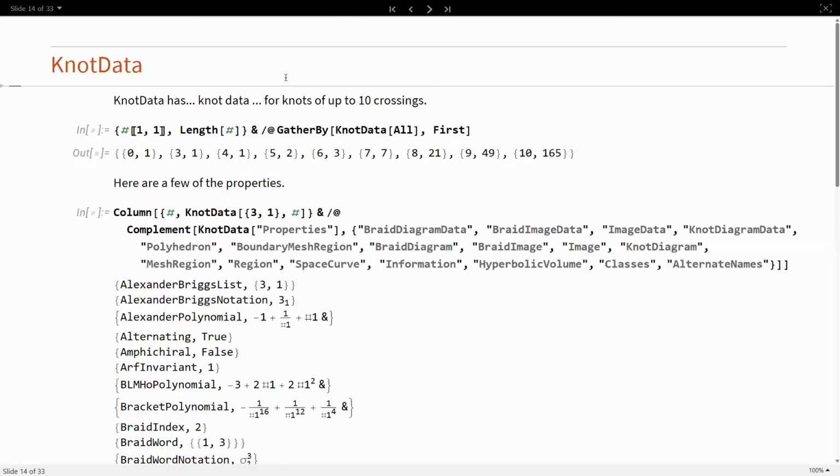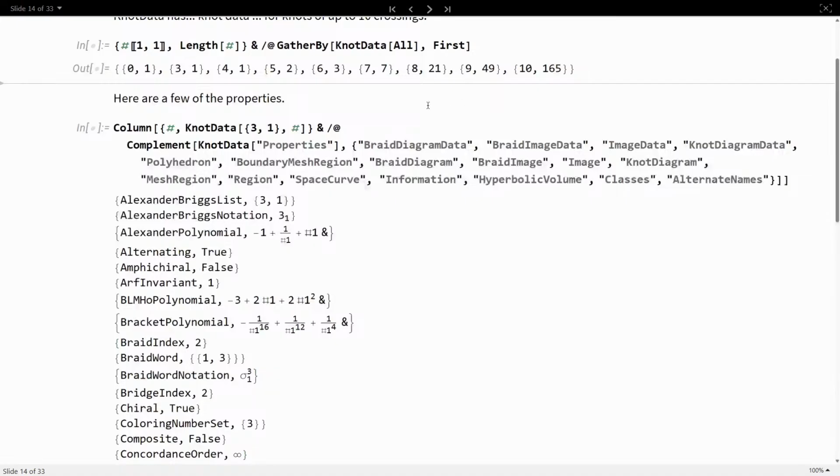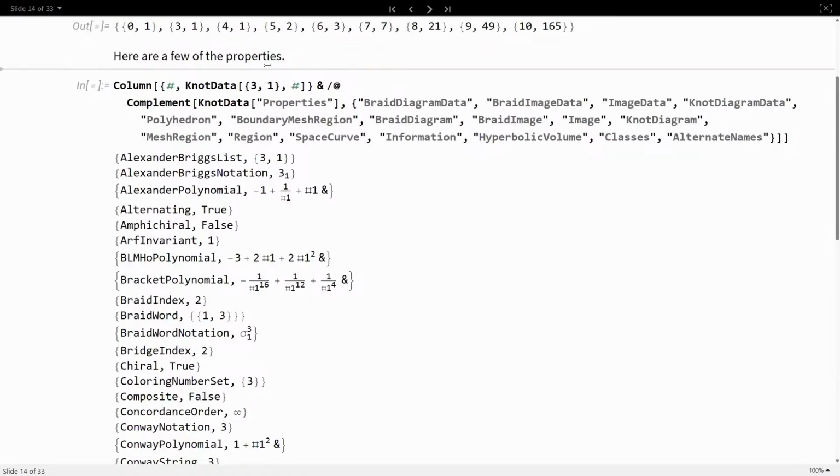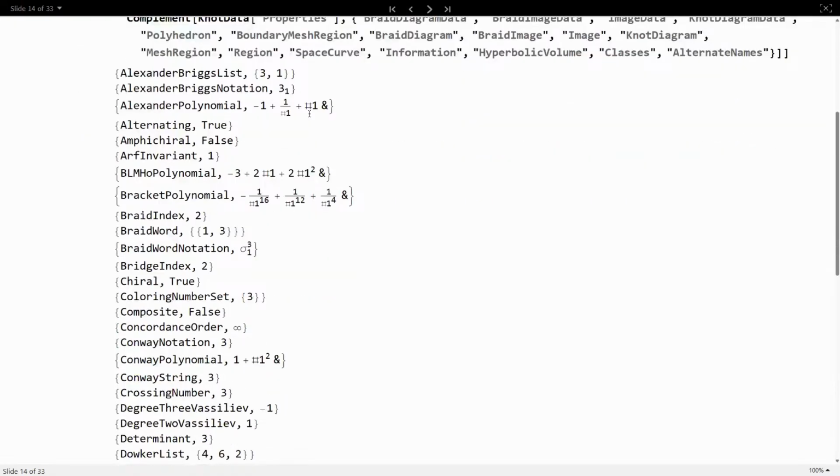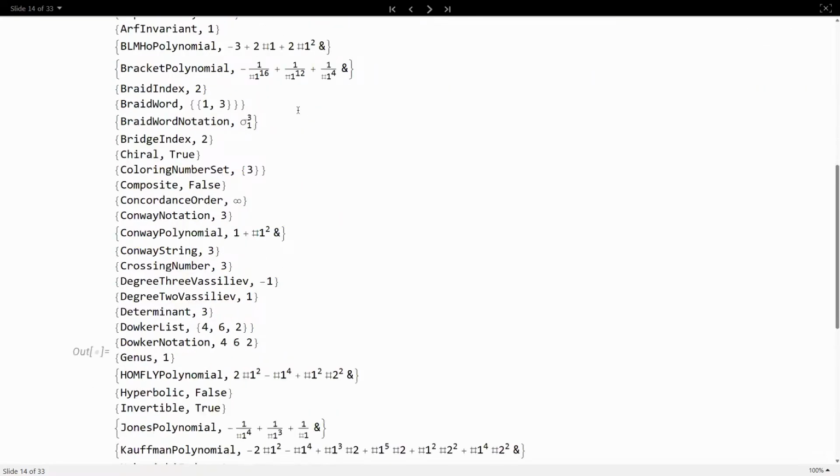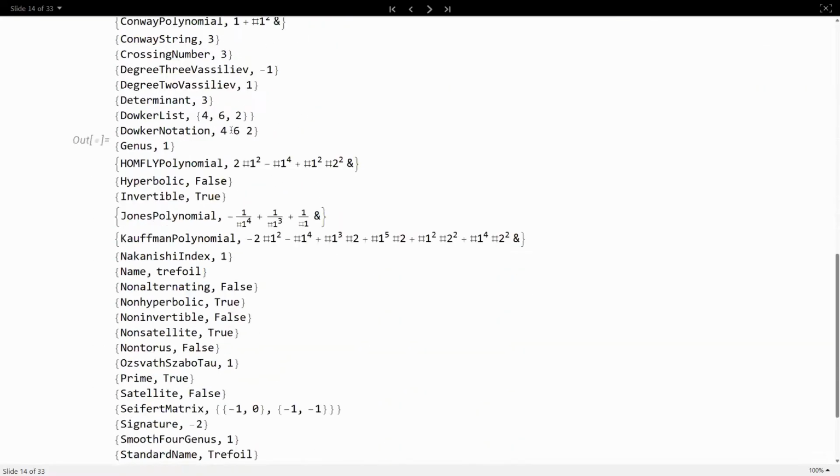So that's graphs. You can also try to figure out crossings for knots. And KnotInfo has knot data for knots of up to 10 crossings. There's a unique 3 crossing knot, a unique 1 crossing knot, 2 5 crossing knots, and so on. So here's a few of the properties that you can look at for knots, and I'll be going over many of these.